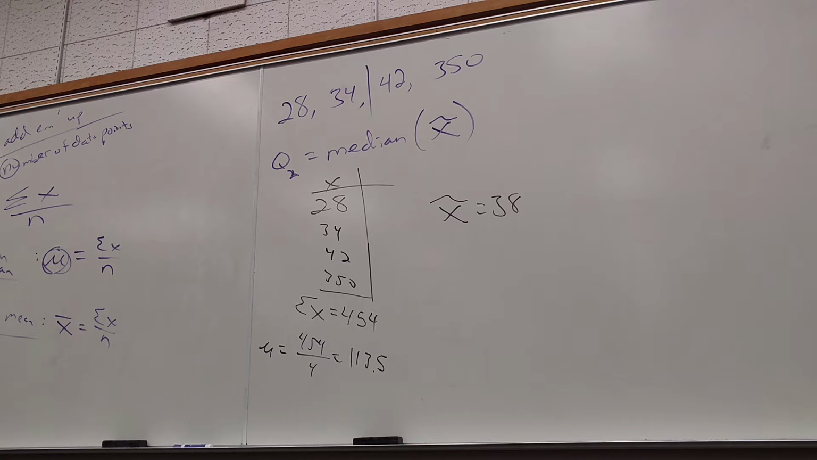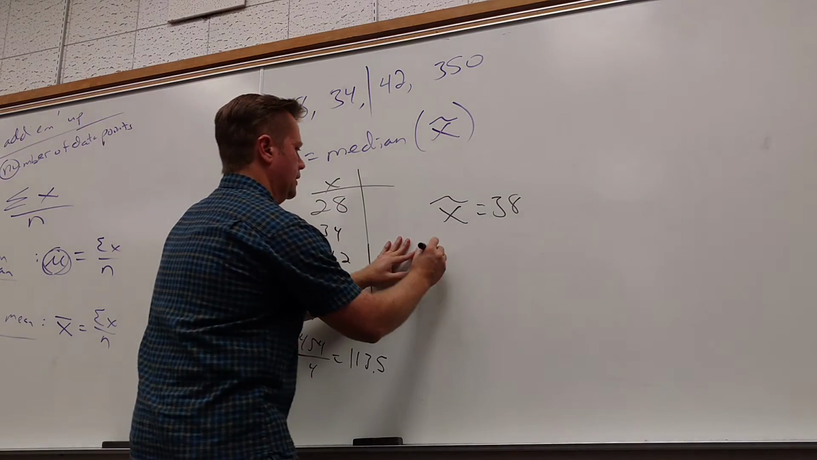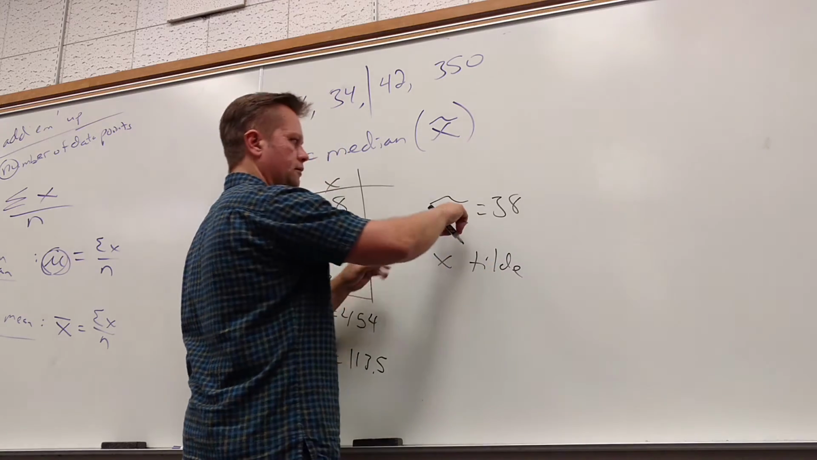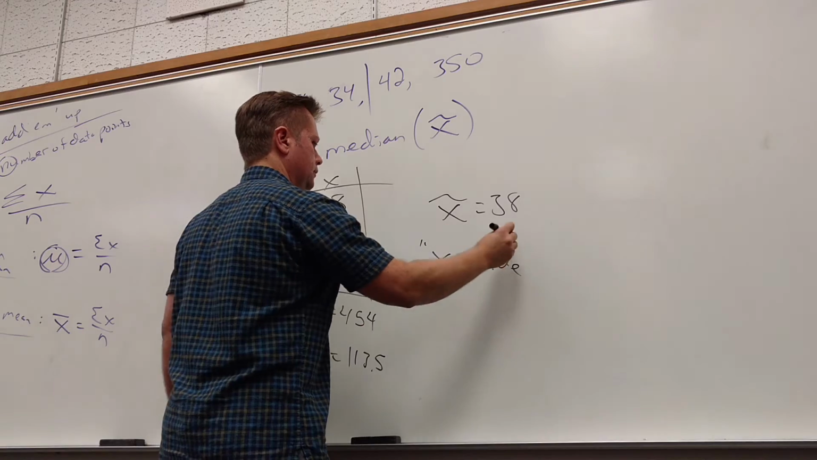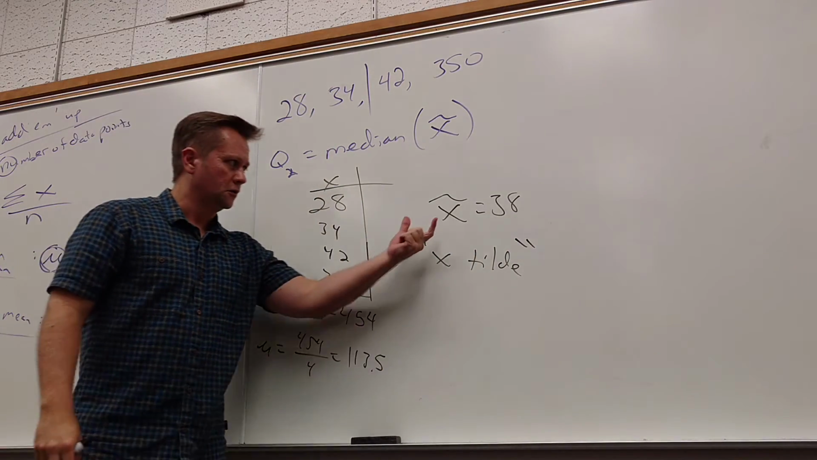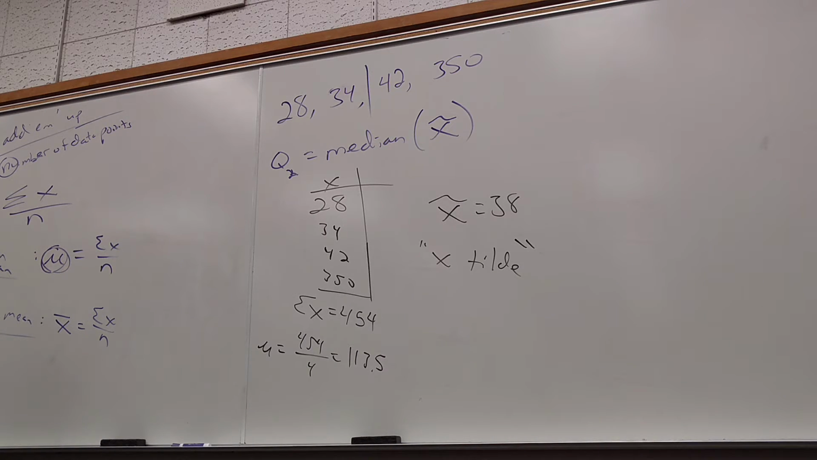So we got mean, we got median. These both work with what kind of data? Quantitative. What's the symbol for median? You would say this is X tilde, or you just say median. But this one, what do you think we're going to call this? X bar. Do we need to know that, as long as we know the symbols? Yeah, you're good.